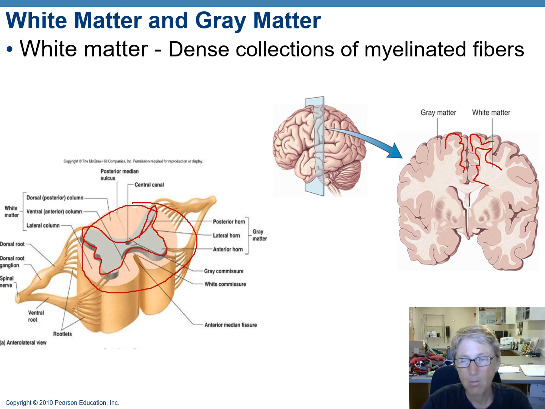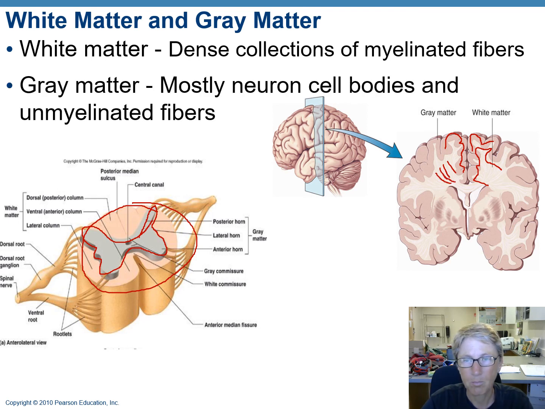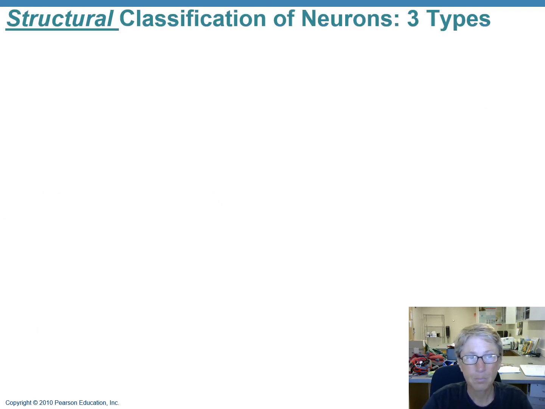So the white matter itself is a very dense collection of connections of myelinated fibers. And if you look at this cartoon really closely, you can see a bunch of tracks in there. So myelinated axons, aka fibers. And then the gray matter is mostly neuron cell bodies, and then unmyelinated fibers.